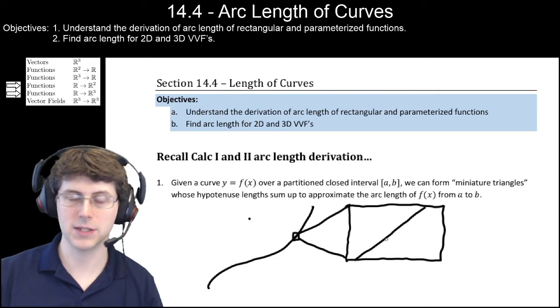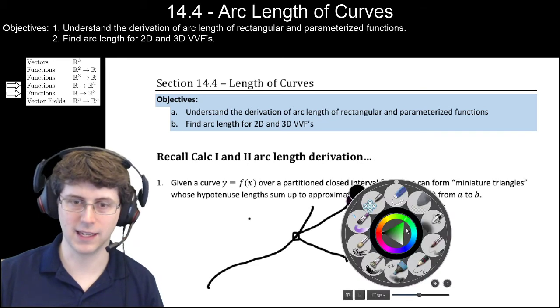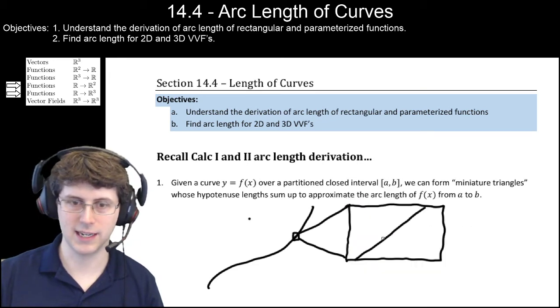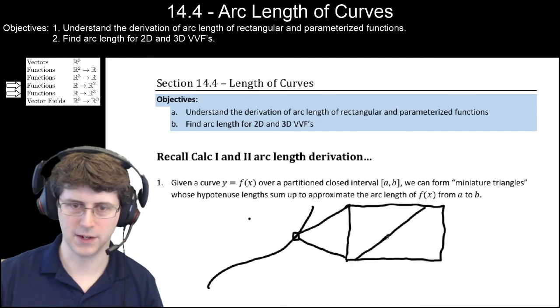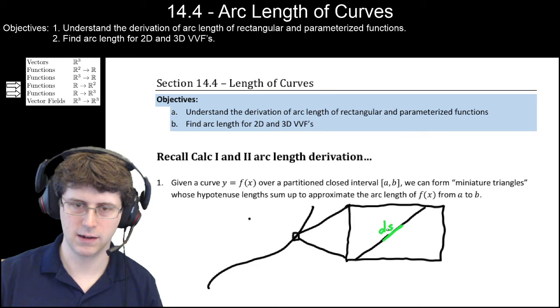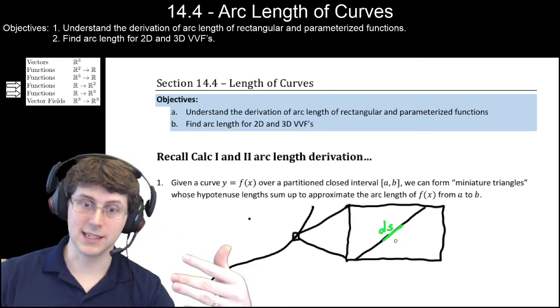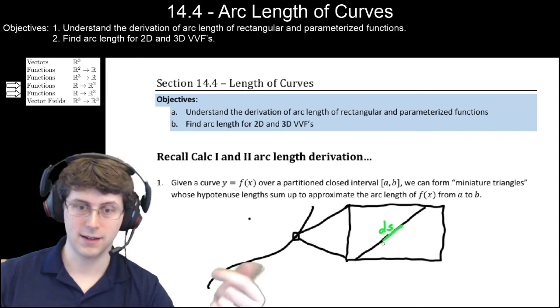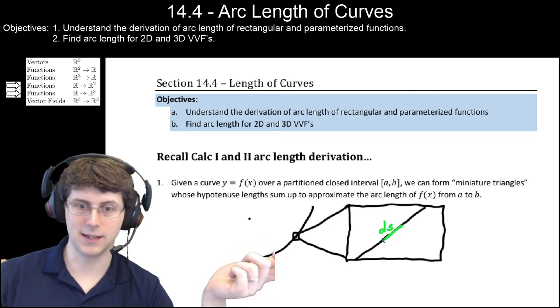So the super summarized version of how to find arc length is you say, well, if you want to find arc length, you should try to find a little bit of the arc length. Let me get some other color here. You should try to find a little bit of the arc length called ds. And then after you find a little bit of arc length ds, you can integrate ds to get s, which is the arc length.